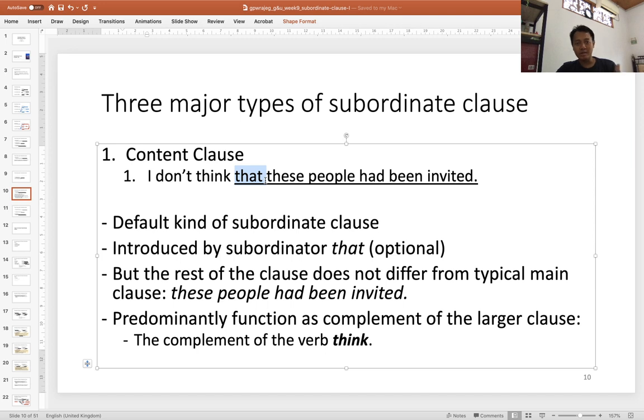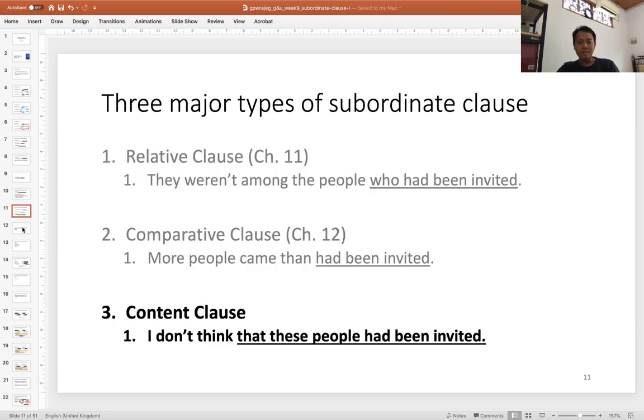We will see that subordinate clauses can function predominantly as complement, in addition to adjunct or adverb. So if you forgot what a complement is, what an adjunct is, you need to go back and review the previous lectures. Relative clause is in chapter 11, comparative clause in chapter 12 of the reference book.